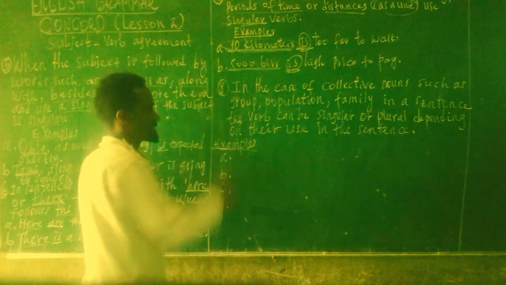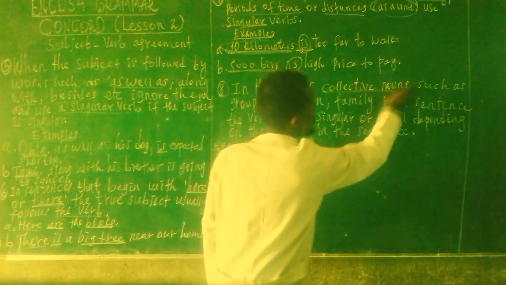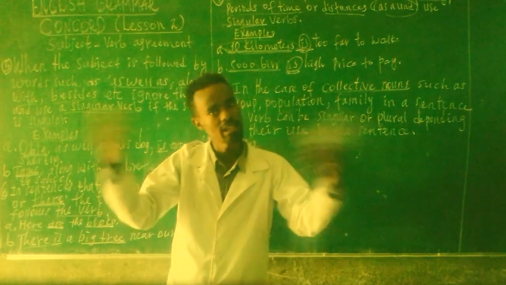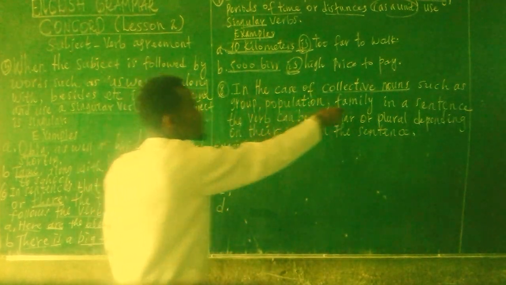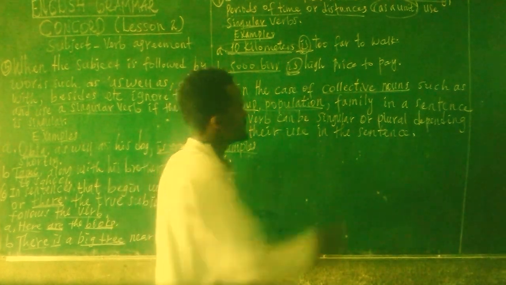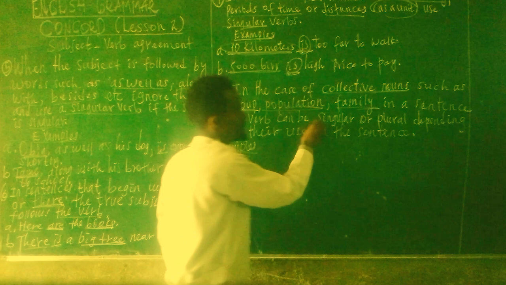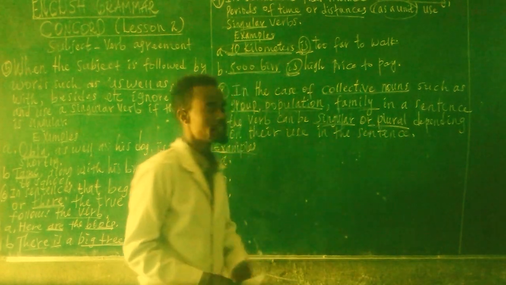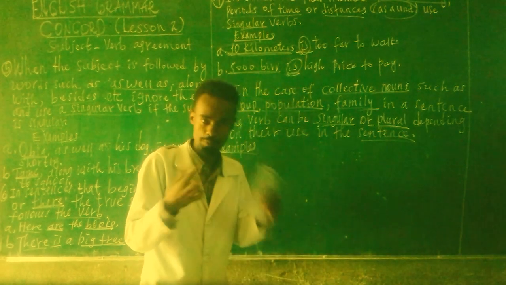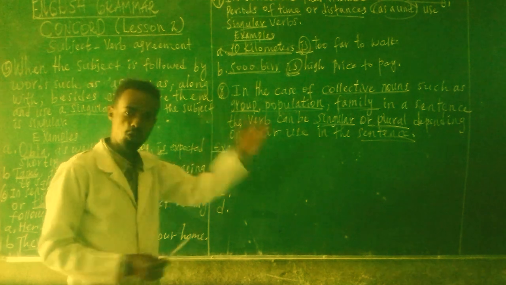Again, the eighth rule we see today. In the case of collective nouns, you know that collective nouns are names given to a group of persons, things, and so on. In the case of collective nouns such as group, population, family, the verb can be singular or plural. It depends on their use in the sentence. We have to depend on the context or the situation in which we talk about these collective nouns.